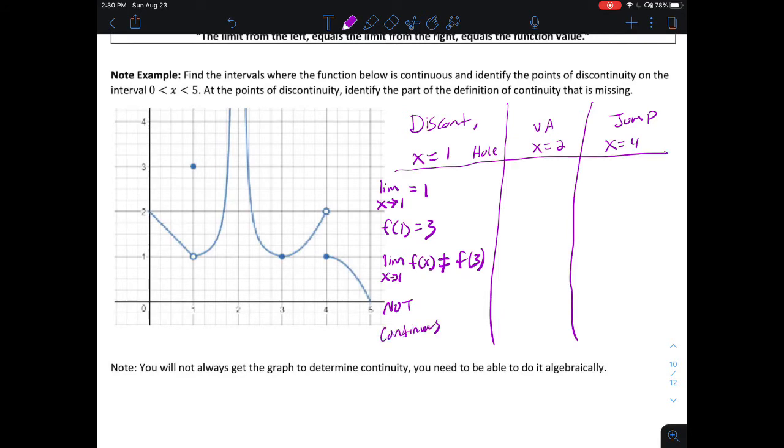At x equals 2, we have a vertical asymptote. The left and the right sides are showing unbounded behavior. Now, I don't necessarily need the limits because in order to be continuous, the function has to be defined at that x value as a starting point. So I could say f of 2 is not defined, so therefore not continuous.